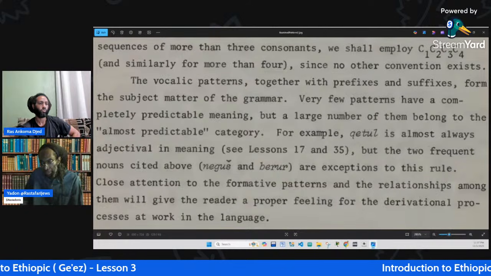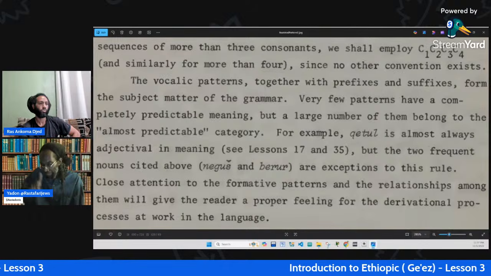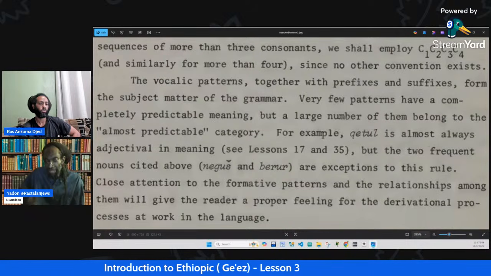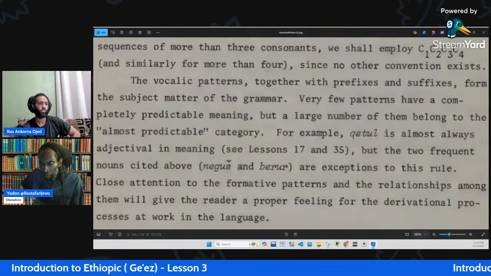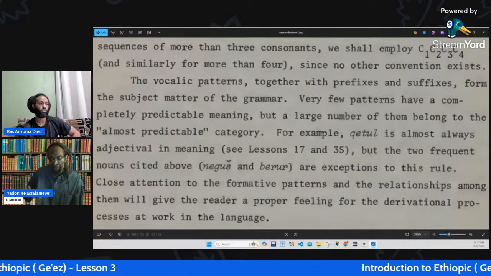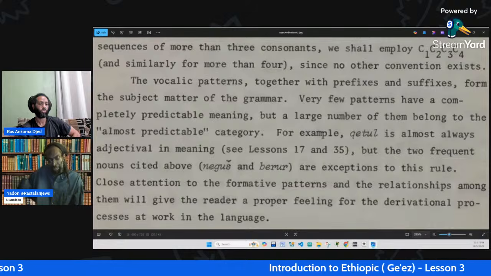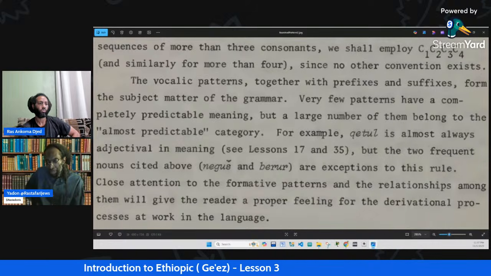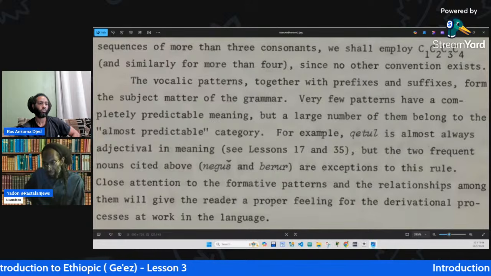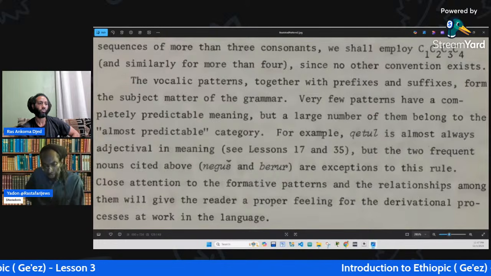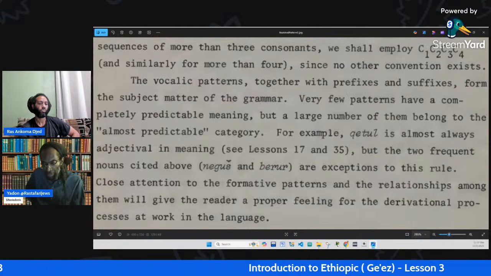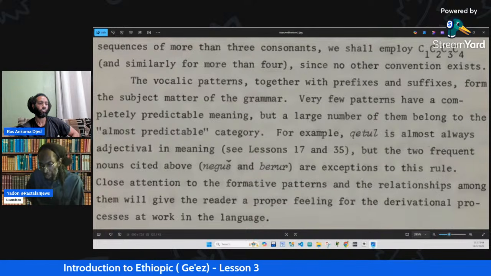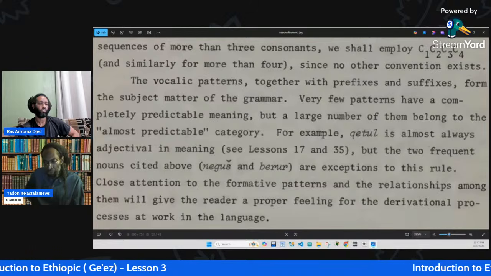For example, ketul, wrong T. Ketul, right? Ketul is almost always adjectival. So whenever you see that particular pattern, it's almost an adjective describing the word next to it. In meaning, see lesson 17 and 35. But the 2 frequent nouns cited above, negush and beror, right? Beror are exceptions to this rule.